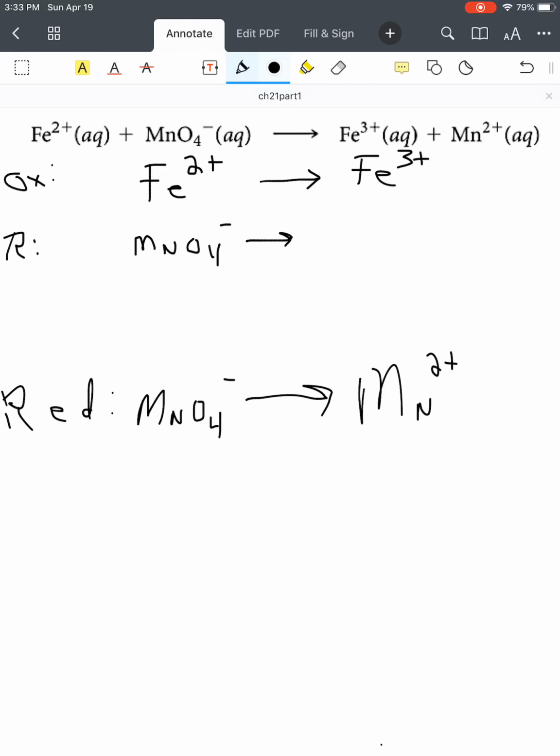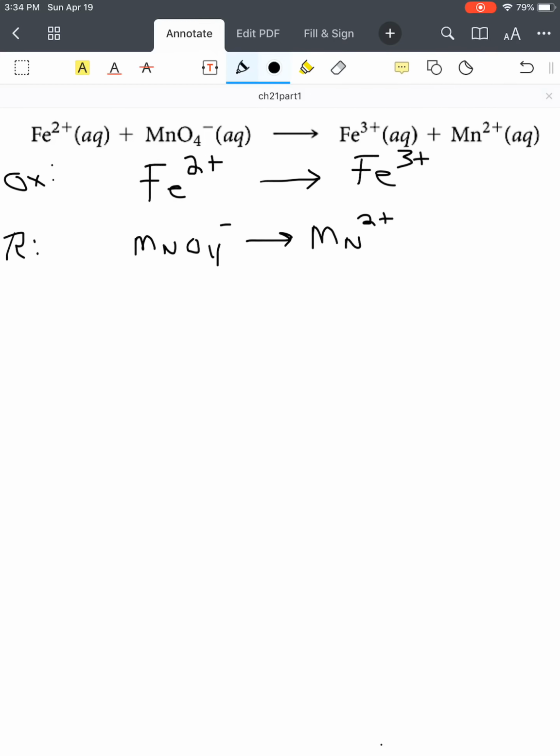Manganese is balanced. That's my first consideration. And then after I'm done with that, I move on to balancing all other elements, like oxygen and hydrogen. Well, if I'm looking at this, it seems like oxygen is out of balance for my reductive half reaction. I've got 4 copies of oxygen on the left and I've got none on the right. I don't know how I can fix this if I can't add anything.